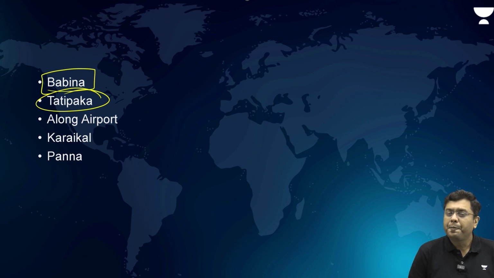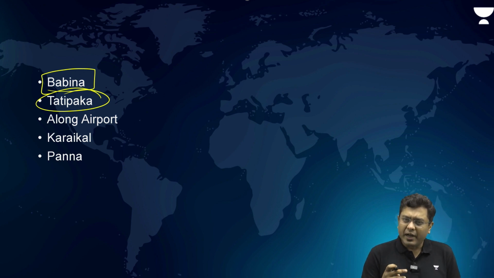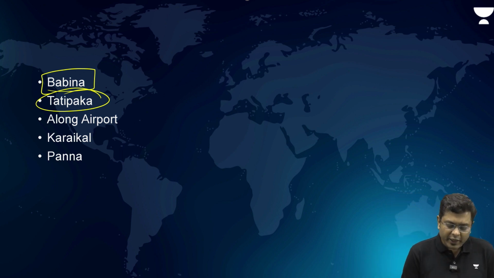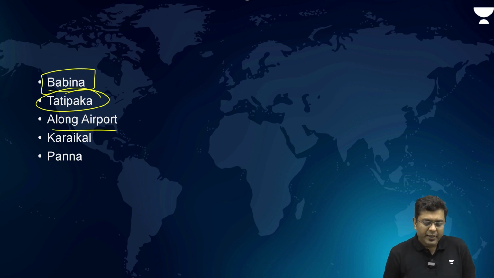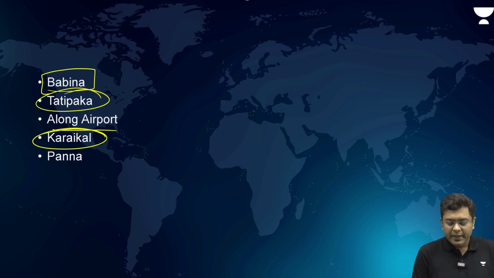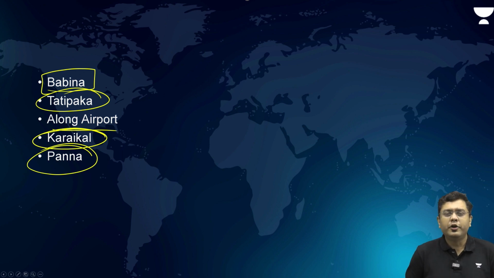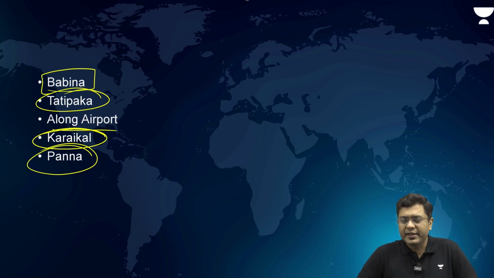Then Tatipaka, this is present near Rajamundry in the East Godavari district of Andhra Pradesh, and it was in news owing to the Tatipaka disease, which basically was a kind of pest infection and infestation which occurred in the coconut plantations and in the palm plantations. That is why it was in news. Along airport in Arunachal Pradesh, Karaikal, Puducherry, and Panna in the region of Madhya Pradesh, very rich in various different minerals and mines of precious stones.